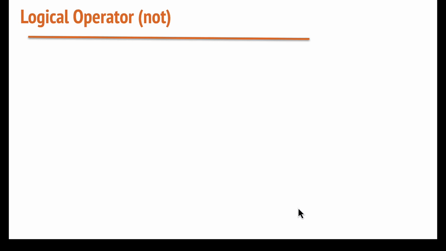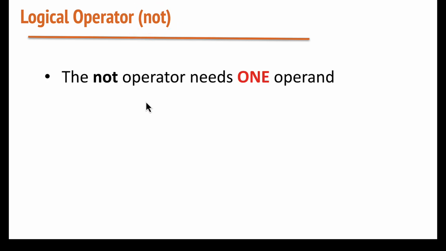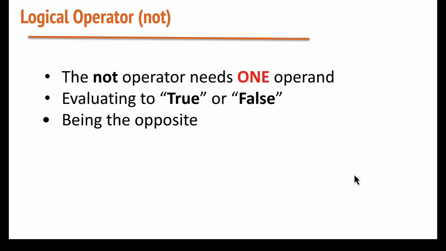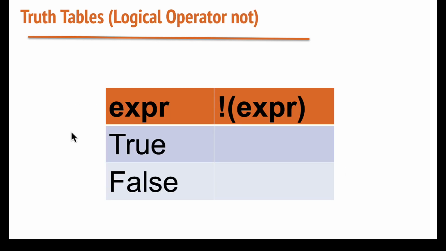And we have one more logical operator, not. The not operator only needs one operand, or one thing to test, and we're doing the opposite. A true expression, when we utilize not, and this would be the symbol that we would utilize, is going to give us false. And a false expression, when we utilize not, is going to give us true. Again, it's just the opposite.